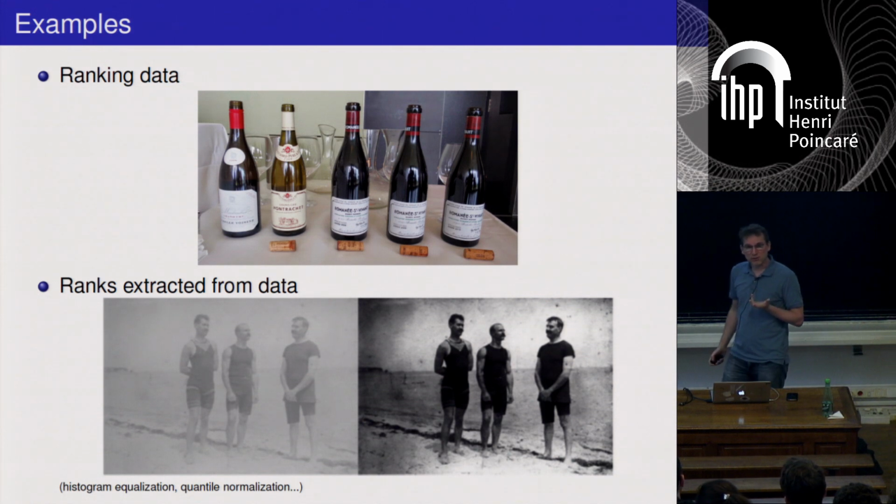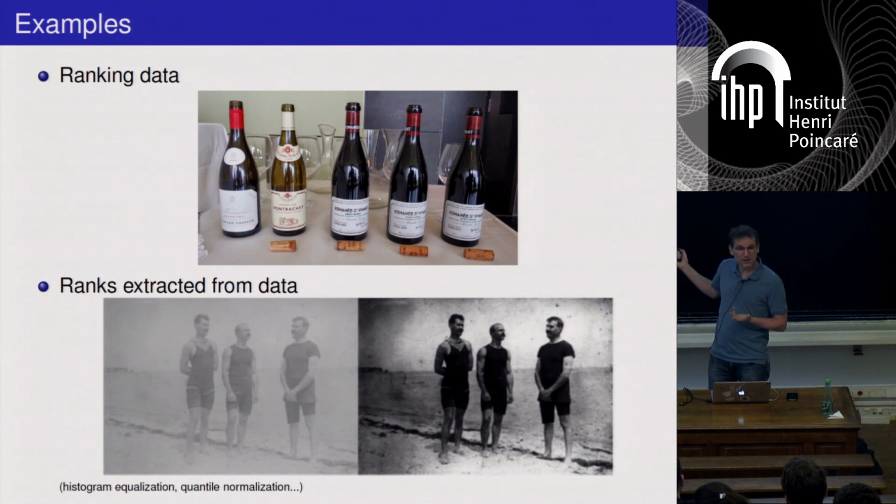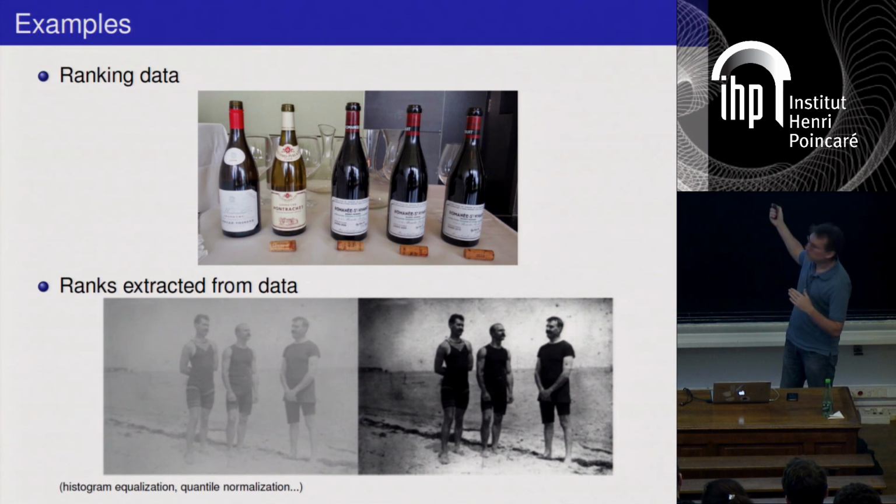Right, so what's the link with permutation here? Well, if you think of it, what you did to go from the left to the right is you took all the pixels, you ranked them from the most white to the most black, so from the lowest intensity to the largest intensity. You keep just the information of the ranking, and then you assign new values to each pixel so that the histogram of values changes, in this case, to be uniform.